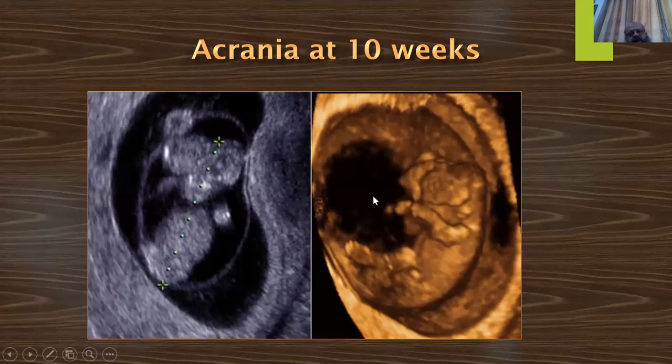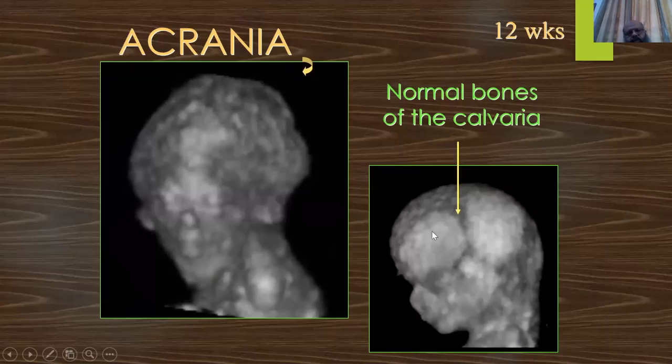Acrania at 10 weeks on 2D and at 3D. The brain matter is there, floating in the amniotic fluid. Acrania, no cranium. These are the bones. This is a normal skull. So no skull, no suture seen.